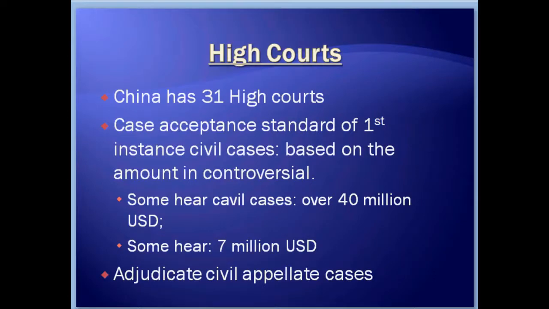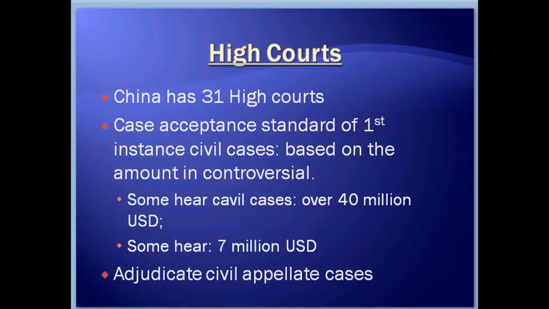China has 31 high courts at the provincial level. High courts accept first instance civil cases based on the amount in controversy. Some high courts hear civil cases involving more than 40 million US dollars, while other courts hear first instance cases of more than 7 million US dollars. That's a big difference. This is because of the different levels of income or economic conditions in those provinces.